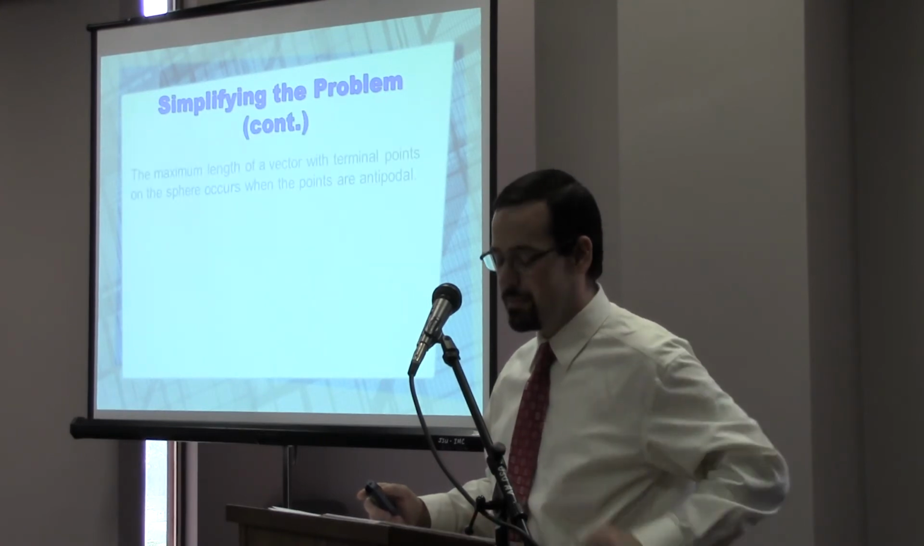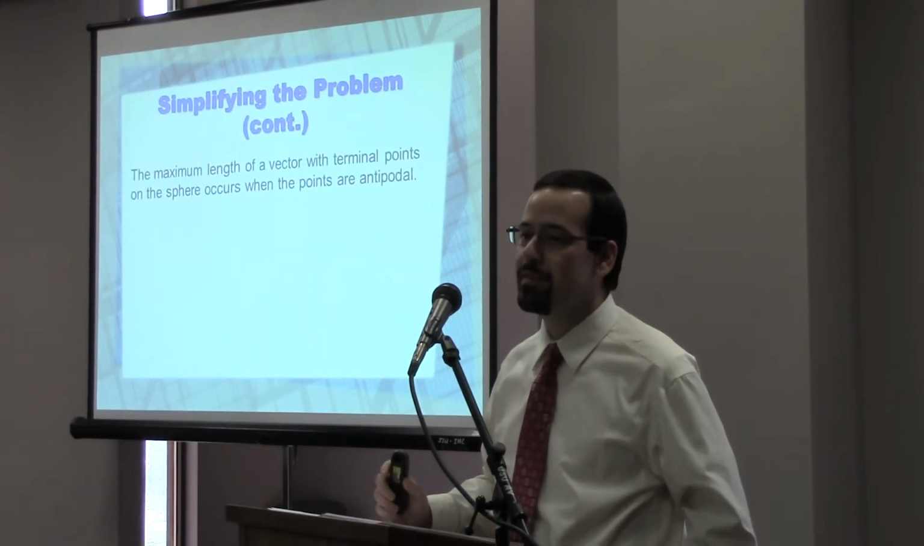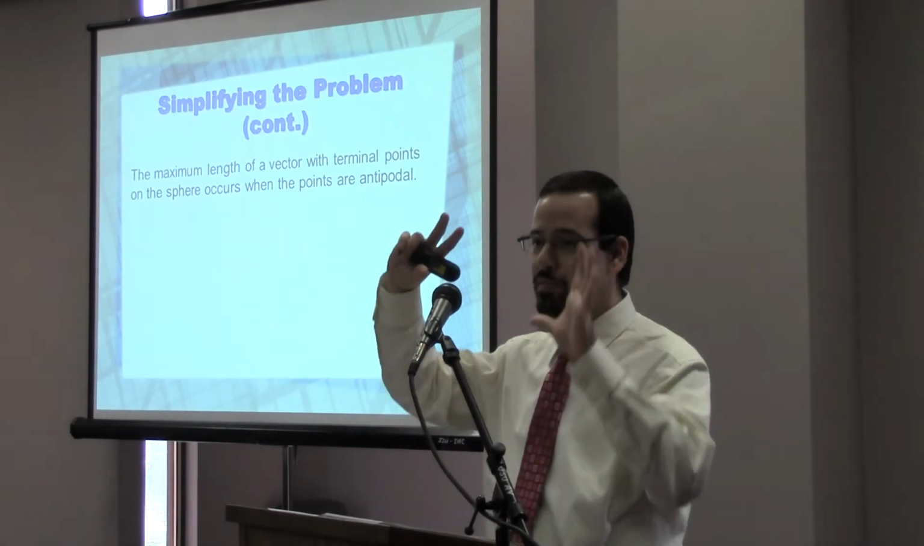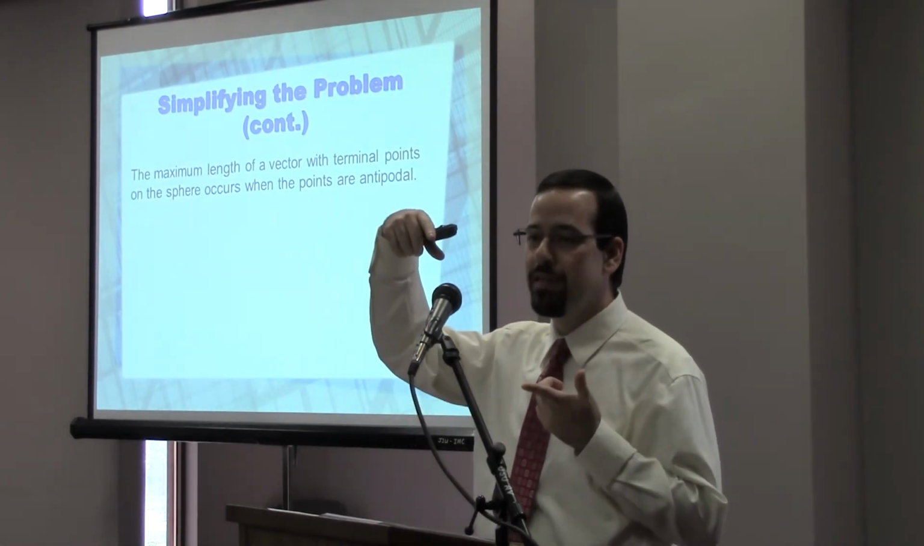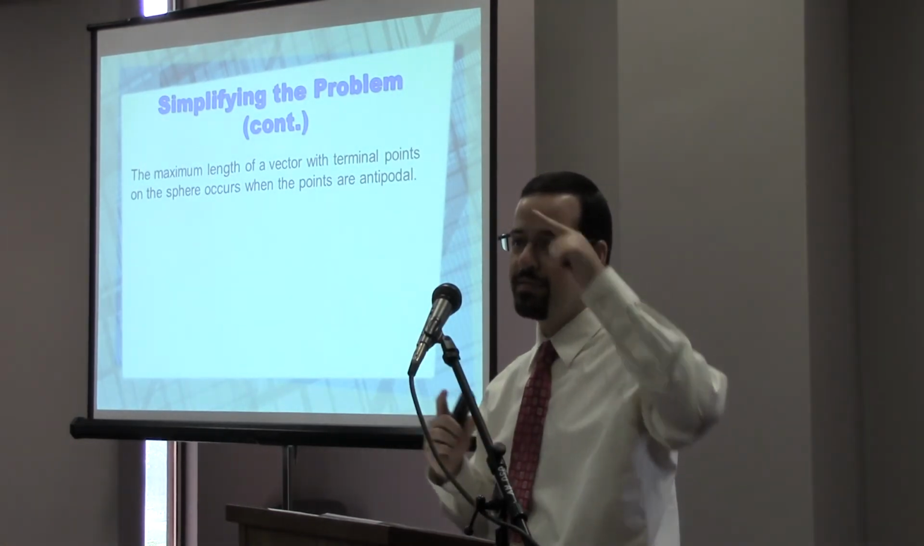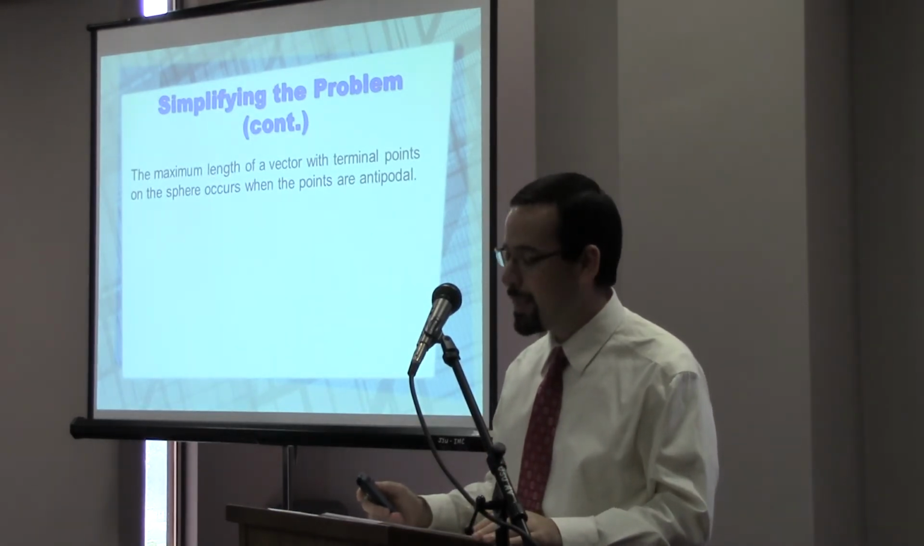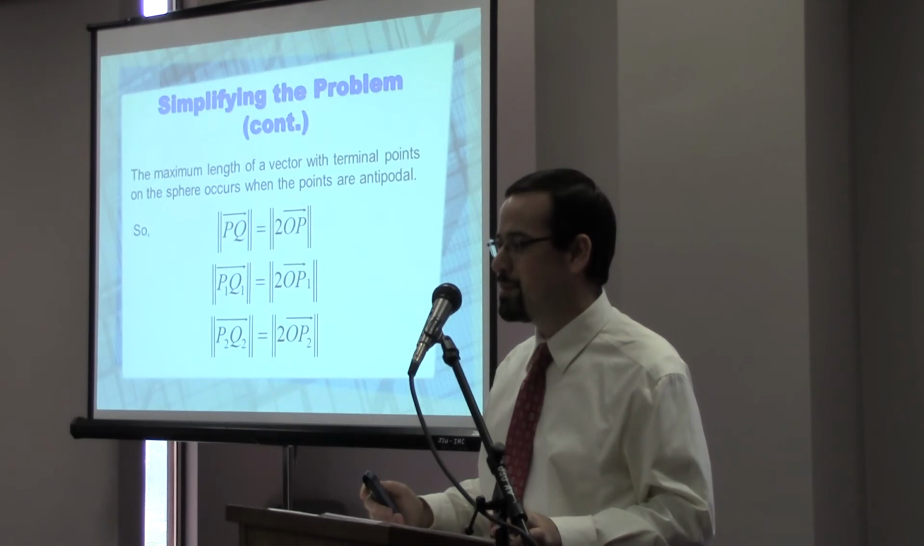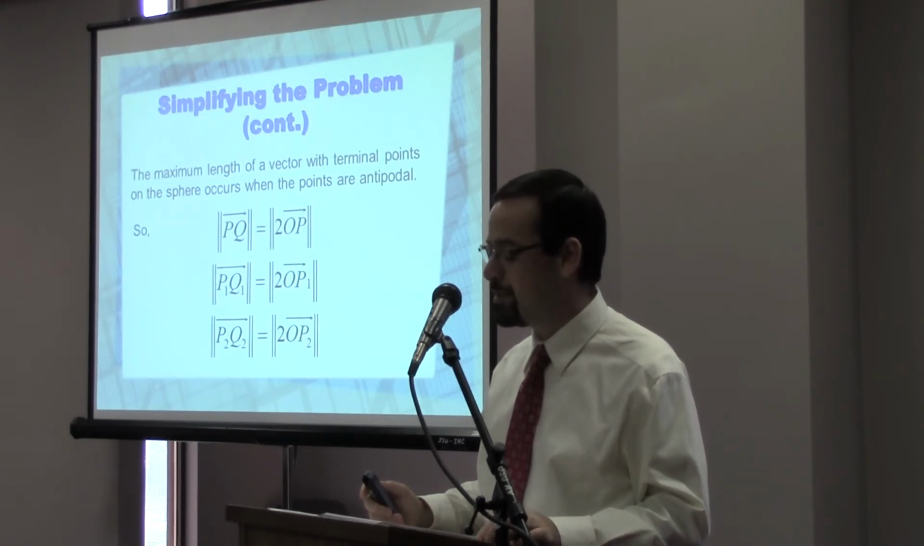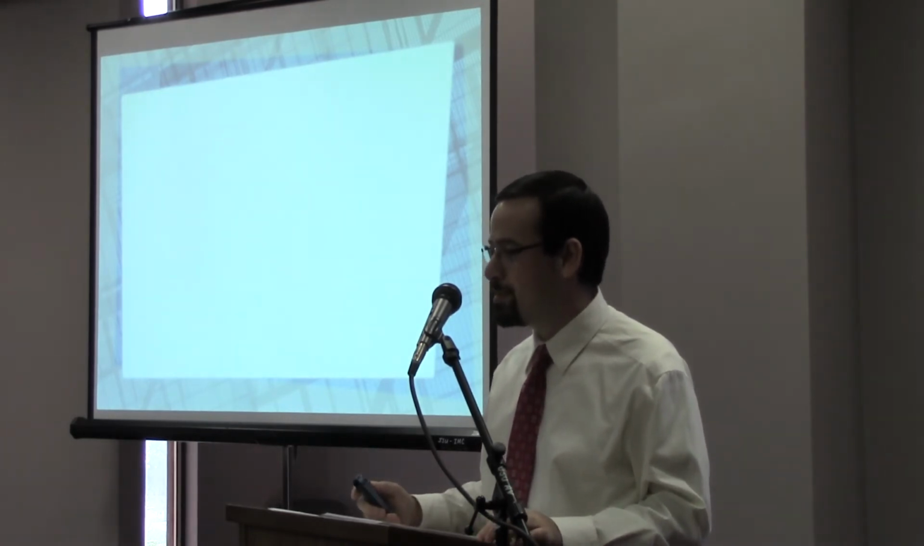Also, intuitively, the maximum length of a vector through a sphere, right? If we have points on the sphere, the maximum length of that vector is when the points are on opposite sides of the sphere. Right? So those are called antipodal points. And that gives us some simplification. It makes the calculation a little easier, which is again more clear with the picture.